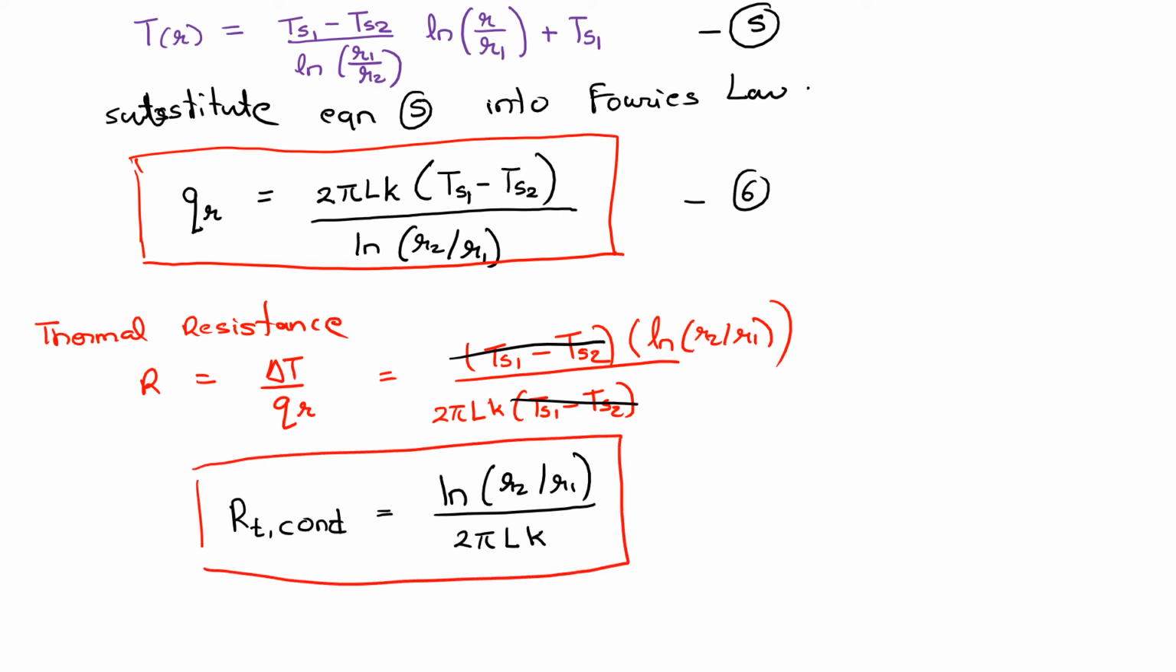So if you get a problem where one of your thermal resistances is due to conduction through an annulus or a hollow cylinder, you will have to represent your thermal resistance by using this formula that we've derived right now.